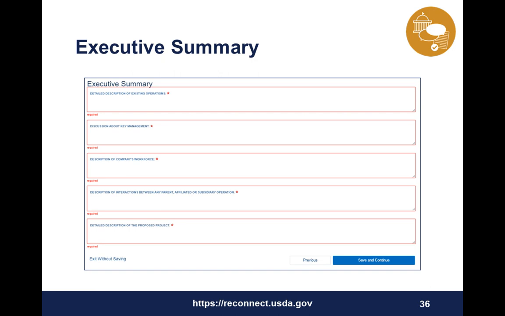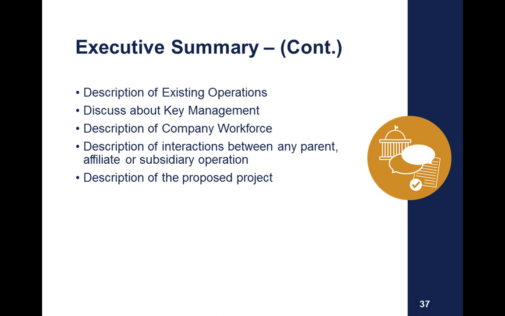Applicants will then be prompted to provide the required executive summaries in free-form text boxes. Note, these responses can be saved and revised prior to submission. The slide shown lists all required executive summary responses. Those are description of existing operations, discussion of key management, description of company workforce, description of interactions between any parent, affiliate, or subsidiary operation, and description of the proposed project.